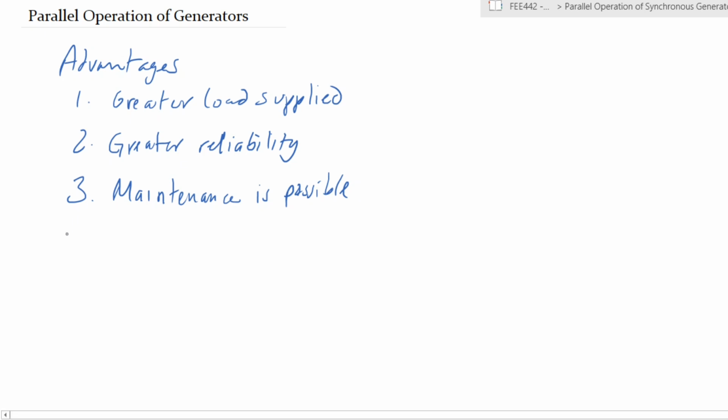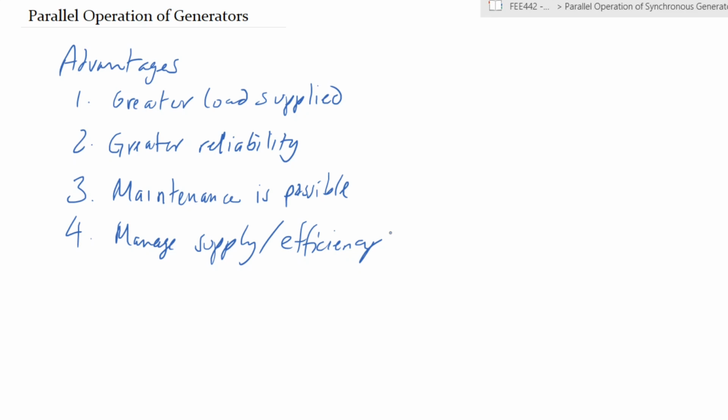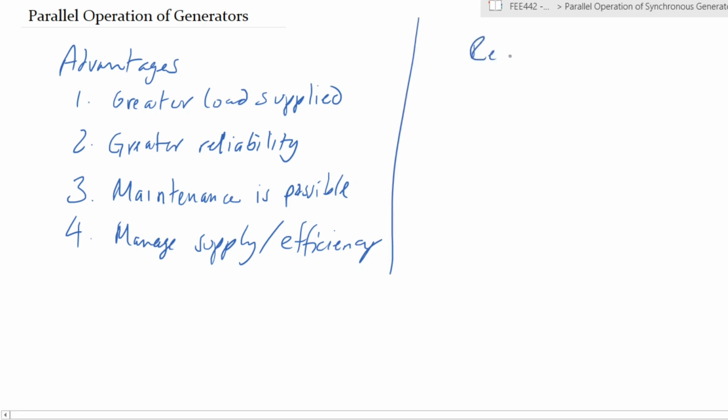And another advantage is the ability to manage supply and efficiency. This is to say that in this type of situation you would only run those generators which are needed for the load. So if your load is variable or varies with time, you would only switch in generators as they are required. So what are the requirements in order to connect generators in parallel?